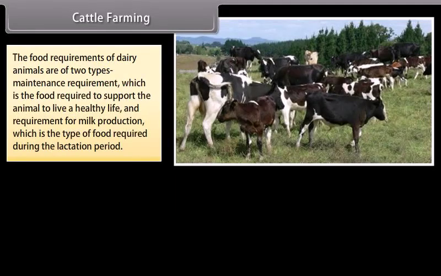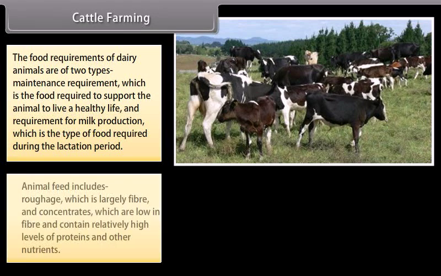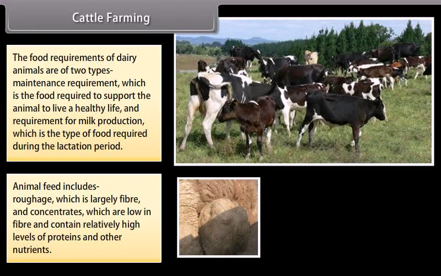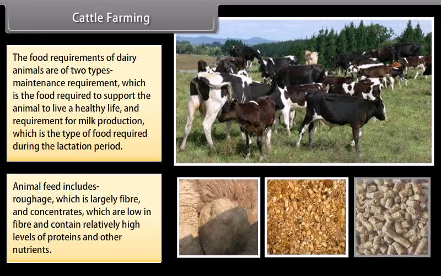The food requirements of dairy animals are of two types: maintenance requirement, which is the food required to support the animal to live a healthy life, and requirement for milk production, which is the food required during the lactation period. Animal feed includes roughage, which is largely fiber, and concentrates, which are low in fiber and contain relatively high levels of proteins and other nutrients.